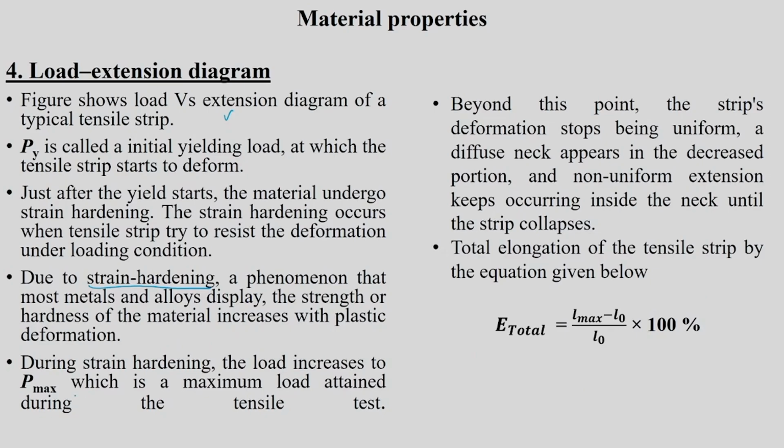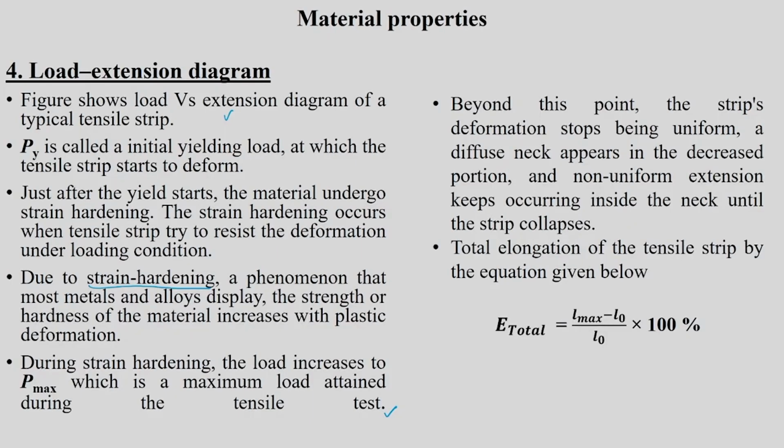During strain hardening, the load increases to P max, which is the maximum load attained during the tensile test. Fine. So, beyond this point, strip deformation stops being uniform. So, P max is a reference for uniform deformation. Any shape change that you are going to give, you should be able to give before it reaches that particular point. Okay. And whenever P max is reached, it is a hint for you that there is some sort of instability, like for example diffuse necking that has already started in the material if it has got one.